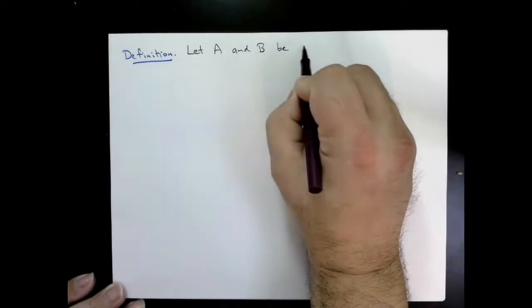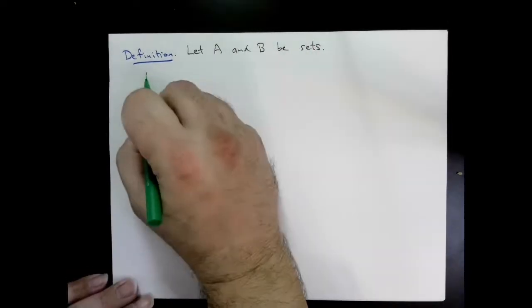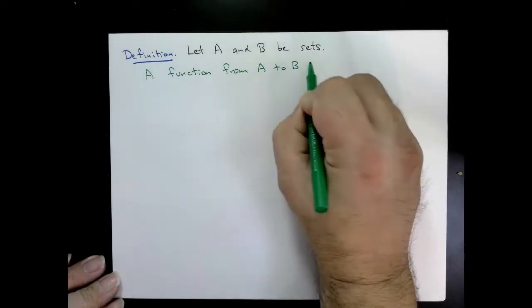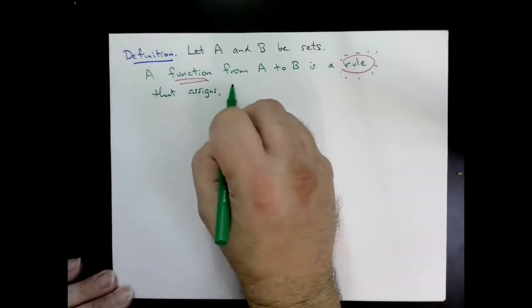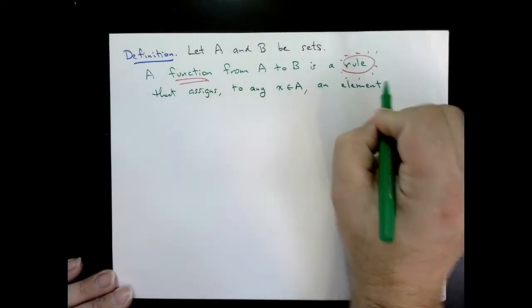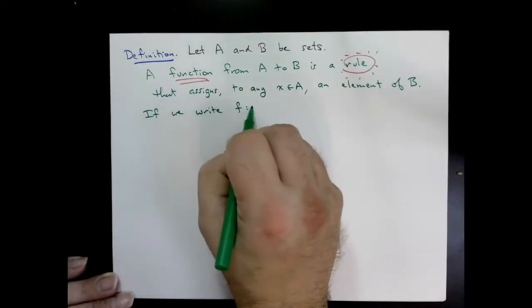Let A and B be sets. A function from A to B is a rule that assigns to every point in A a point in B. This is written f colon A to B, where f of x in B is the value that is assigned to the point x in A.